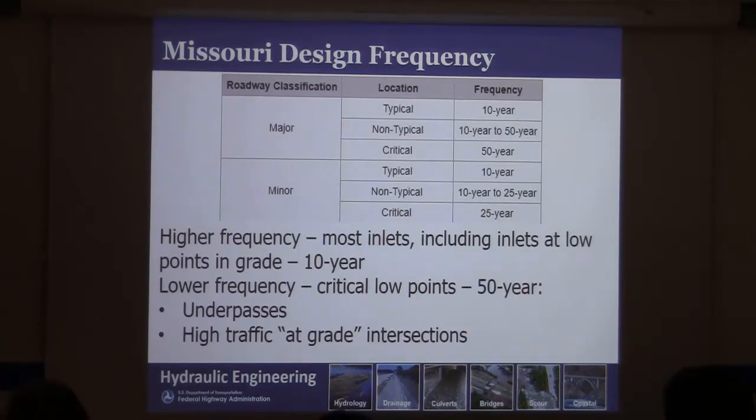Critical sags are at underpasses or at-grade intersections where you have a lot of traffic and you don't want that flow to get out into the intersection because then you've got spray going everywhere as cars just keep coming through. So whenever you're at a critical intersection or most intersections where there's a fair amount of traffic, you want to try and collect that water before it gets into the intersection.